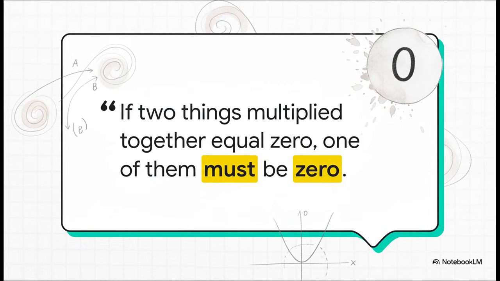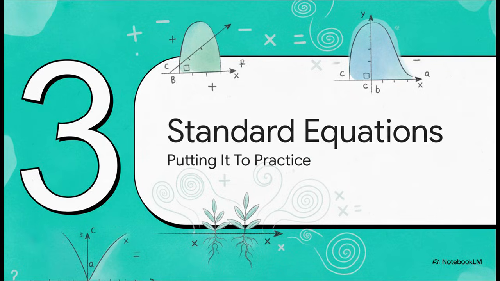Now, this idea right here is the magic behind why this all works. It's called the zero product property, but it's really just common sense. If you multiply 2 numbers and your answer is 0, well, one of those numbers had to be 0, right? There's no other way. And that simple fact is what lets us crack the code. Okay, enough with the theory. Let's get our hands dirty and actually put this method into practice with some real equations.